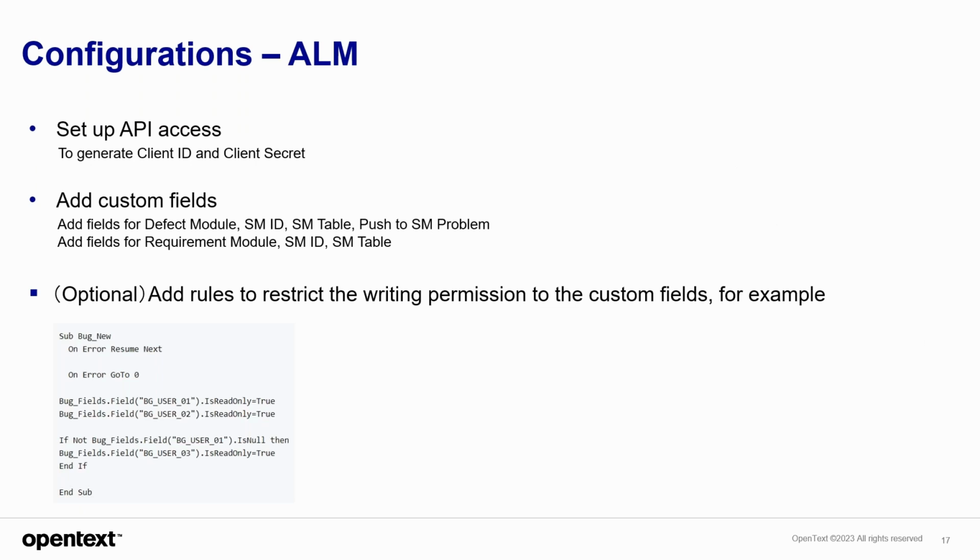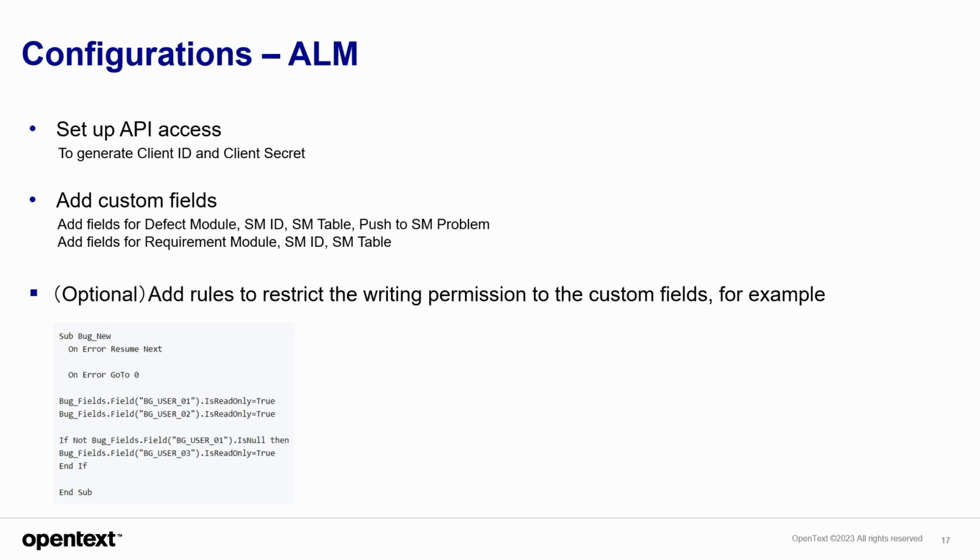The first part is the configuration in ALM. The first step is to set up API access. The original solution configured a username and password in the synchronizer for the integration synchronization usage. Now we use the client ID and client secret instead of username and password. Those will be configured in Service Manager SMIS. Next, add custom fields.